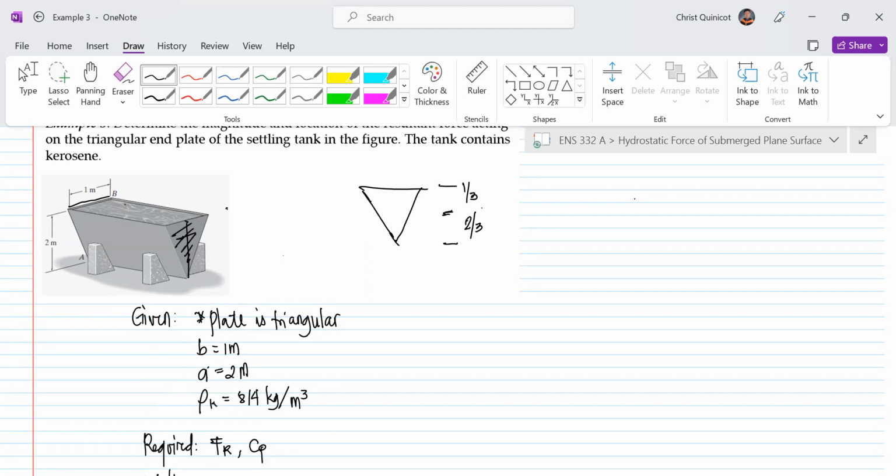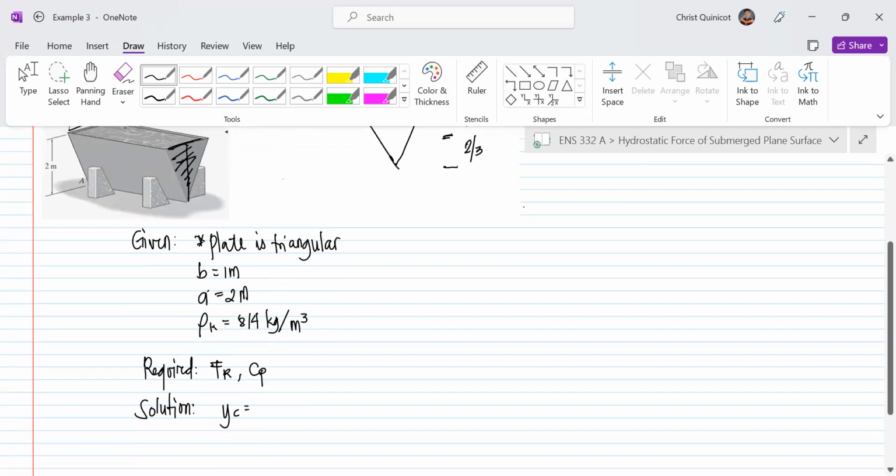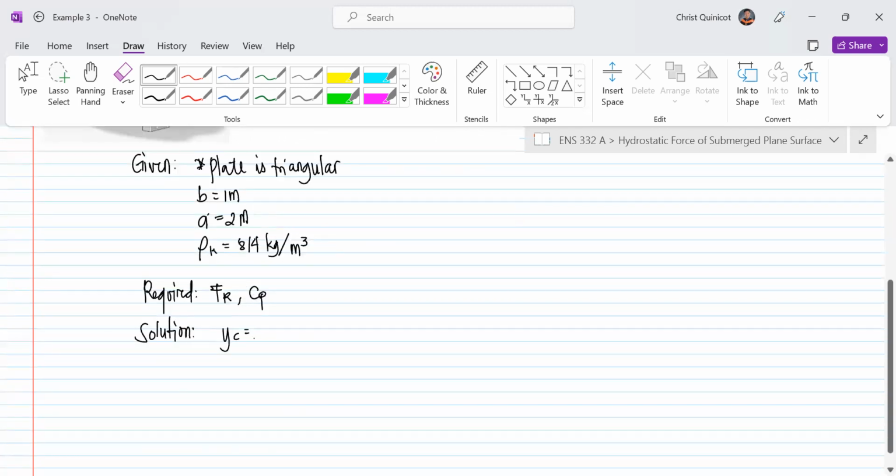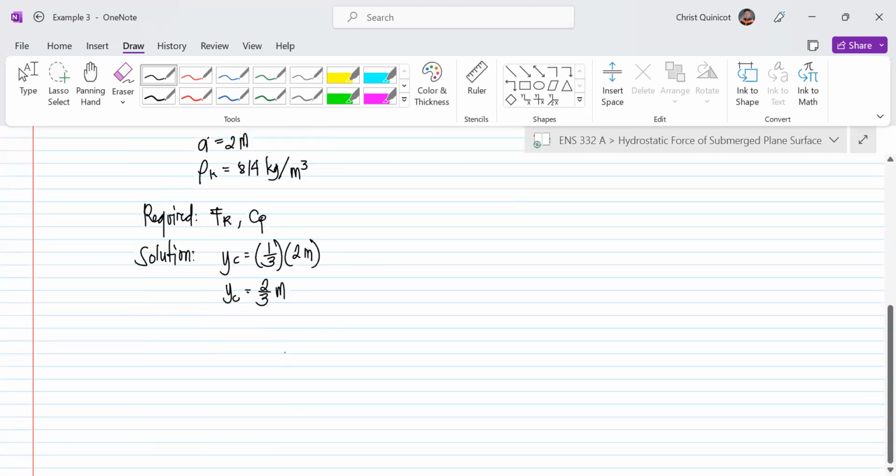Since the surface is triangular, the base is at the top, so therefore we will be using the 1/3. And the total height is 2 meters, so y sub c is 1/3 times 2 meters. You can express it in decimal, or you can just have it as 2/3 meter, the depth of the centroid.